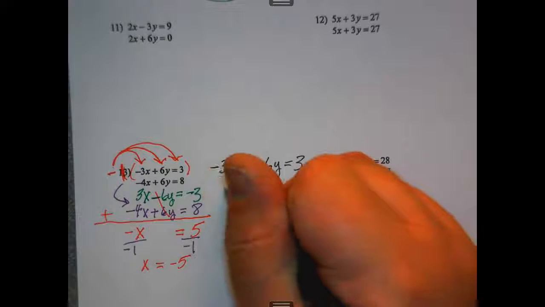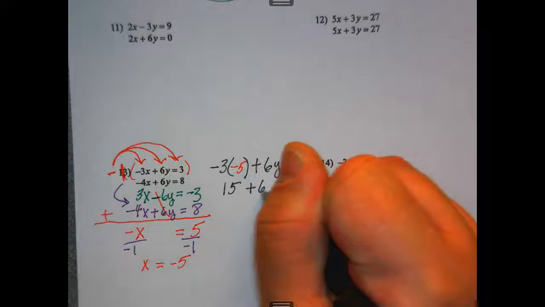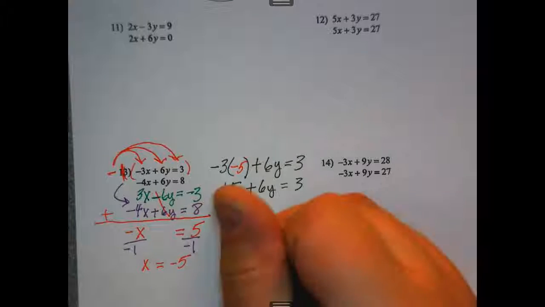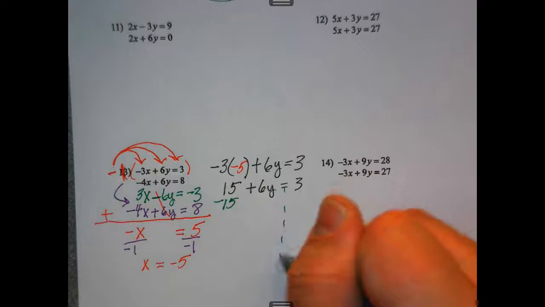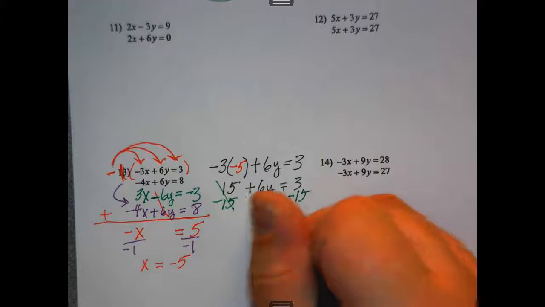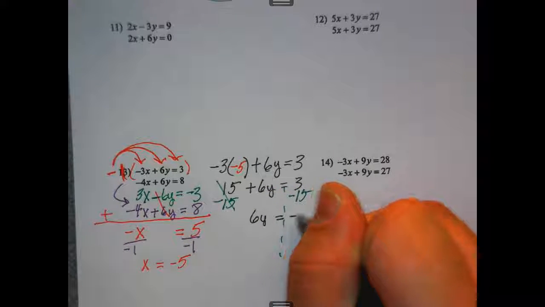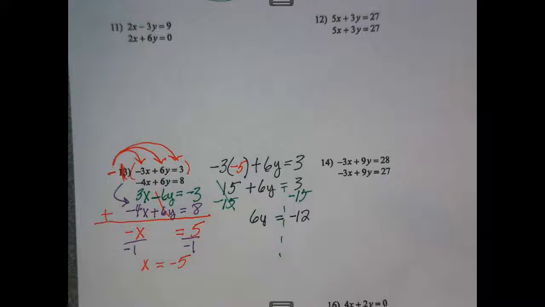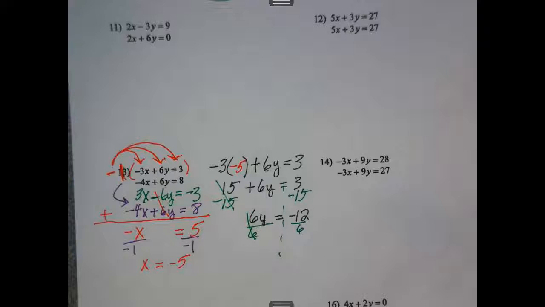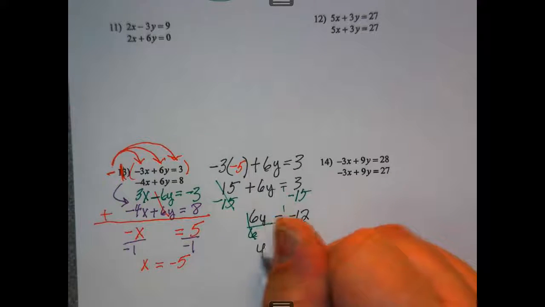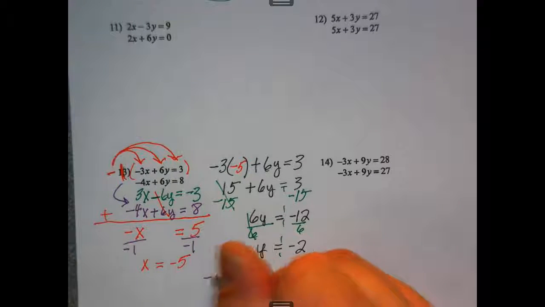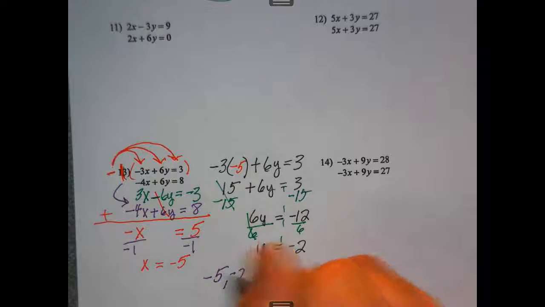Negative 3 times negative 5, 15. Subtract 15 from both sides. And I have 6y equals negative 12. Divide both sides by 6. And y equals negative 2. So they intersect at the point (-5, -2).